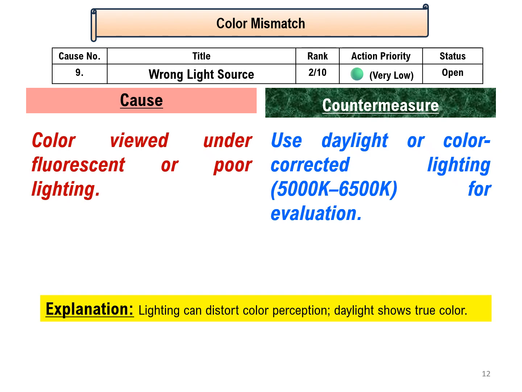Number nine, probable cause could be wrong light source. That is, color viewed under fluorescent or poor lighting. Lighting can distort color perception. Daylight shows the true color. Therefore, to correct this, use daylight or color corrected lighting of 5000 K to 6500 Kelvin scale for evaluation first before taking any countermeasure.